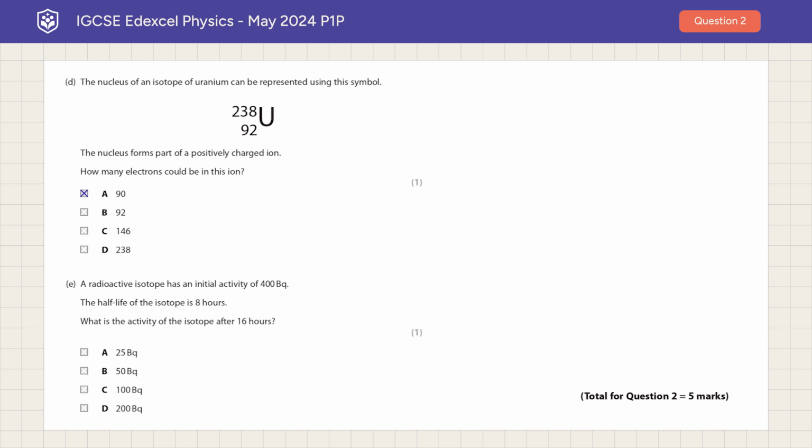And finally, part E deals with half-life. An isotope has an initial activity of 400 becquerels and a half-life of 8 hours. After 16 hours, that's 2 half-lives. So the activity halves from 400 to 200, and then halves again to 100 becquerels.